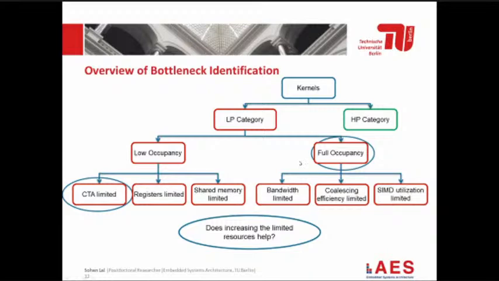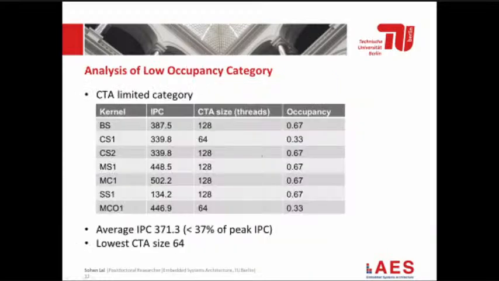For this presentation, I'll just focus on two categories and give you a very high level overview of what we did with them. First is the analysis of the low occupancy category, in particular the one limited by the CTA limited category. The table shows the kernels, or benchmarks, in this category, how much IPC they have, what the CTA size is, and what the occupancy is.